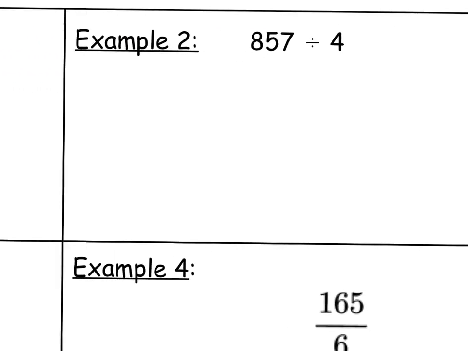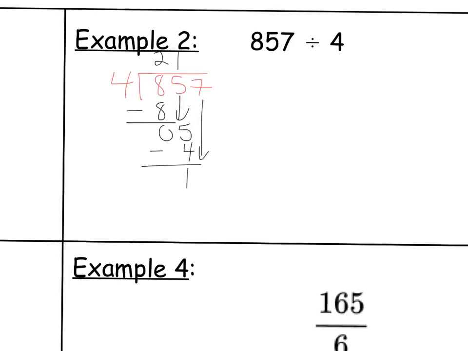Example number 2. I'm going to set it up. 857 divided by 4. How many times is 4 going into 8? So I'm dividing. 4 into 8 is twice. 2 times 4 is 8. Bring down the next number, which is the 5, after I subtract. 4 into 5 goes once. 1 times 4. I'm going to multiply. Oops, that's subtraction. 5 minus 4 is 1. Then bring down my 7, the next digit.